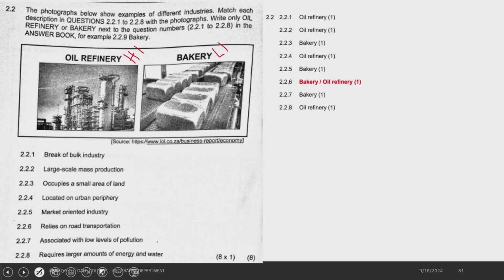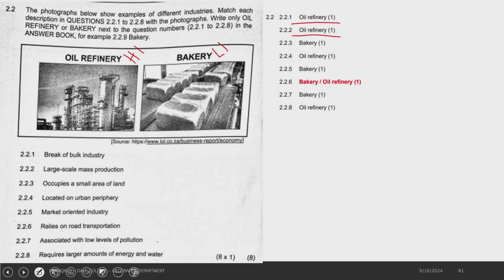2.2.1. Which one is a break of bulk industry? Remember, break of bulk, we said, is where there's a change in transport and you're moving from a very, very large commodity load and you're trying to disperse it. And we said an example would be oil refinery. A large-scale mass production, large scale because of the vast size, would be oil refinery.